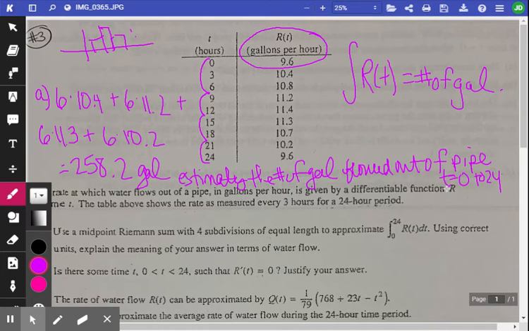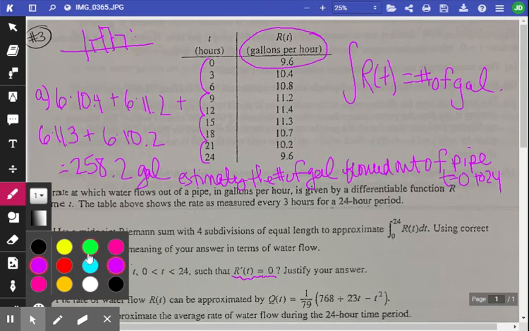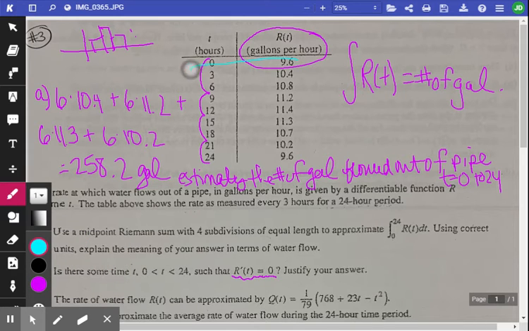So letter B, is there some time t between 0 and 24 such that the derivative of r is 0? This is asking you about Rolle's theorem. They're saying, is there some time between 0 and 24? Well, look at that. Between 0 and 24, look at the y values. They're the same. So that means, by Rolle's theorem, that there has to be a place in between 0 and 24 that the derivative is 0. I also know that because it tells me that r is a differentiable function.